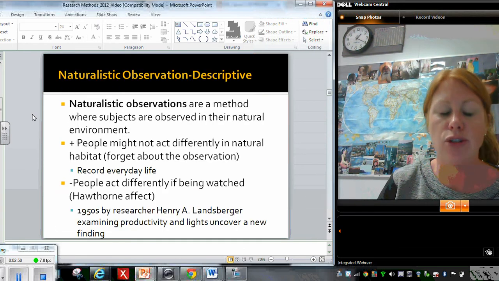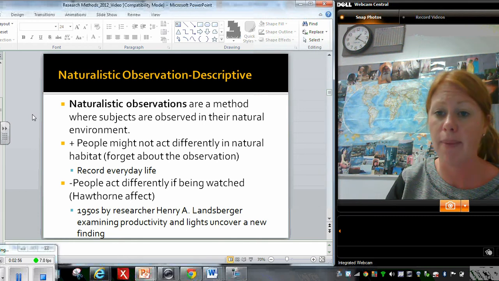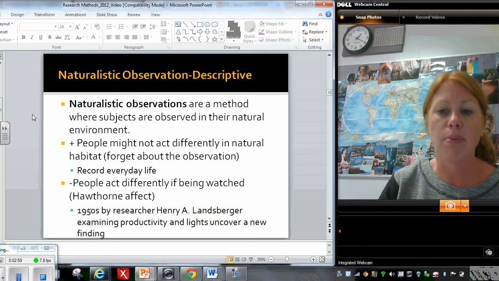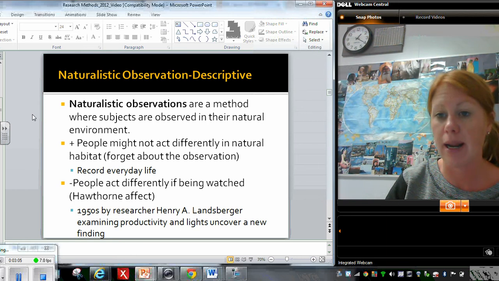The first one we'll look at is naturalistic observation. Naturalistic observations are methods where subjects are observed in their natural environment. Good things, you have a little plus sign there. Good things, people might actually not act differently in their natural habitat. They forgot they were being observed.